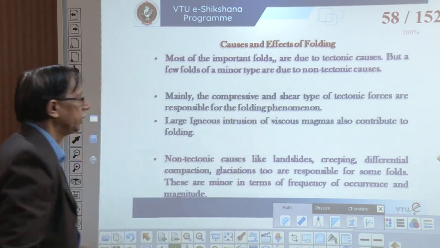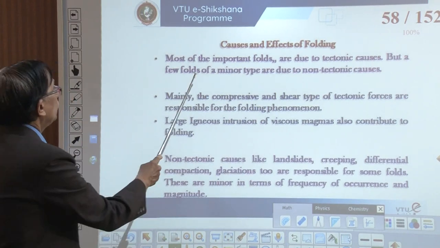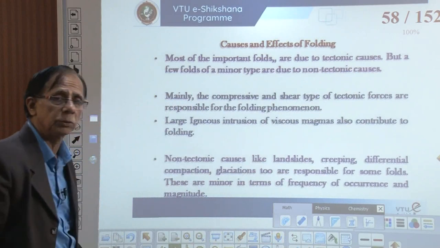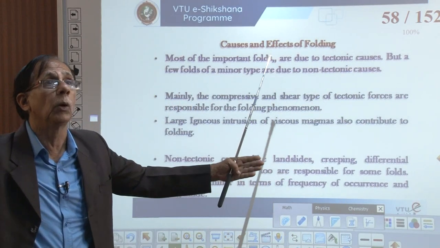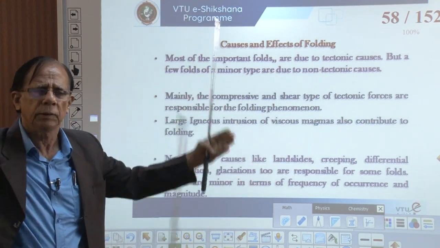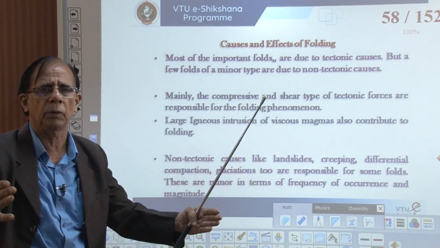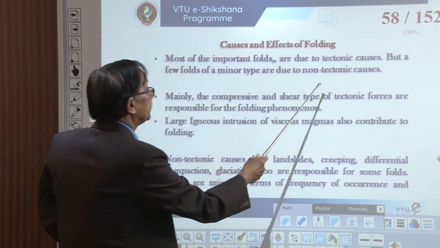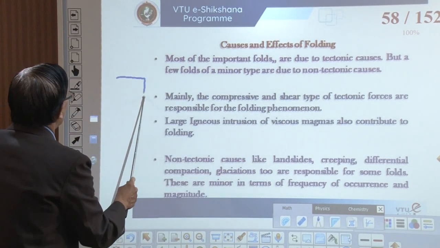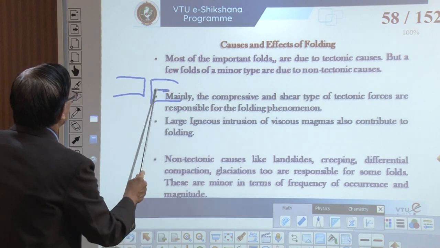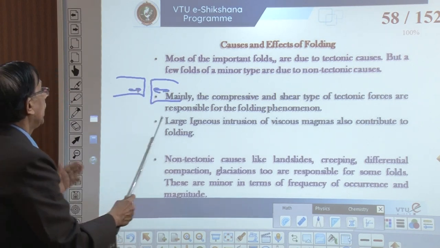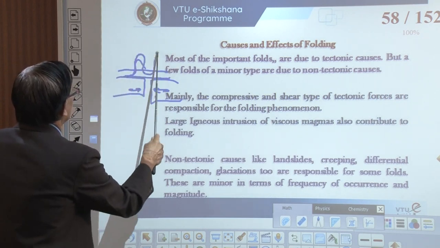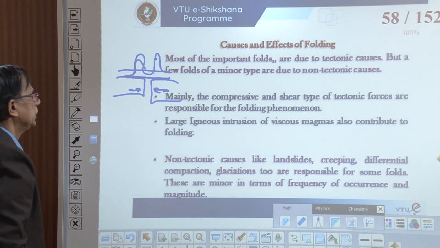Causes and effects of folding. Most of the important folds are due to tectonic causes. What do you mean by tectonic? When a mountain is forming, a pressure develops from either side, a compressive force, like the Himalayan mountain system. We know when two plates collide, plate tectonics we say, the layers of rocks above them can be affected by compressive force.